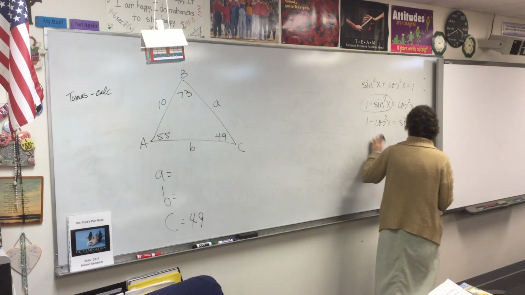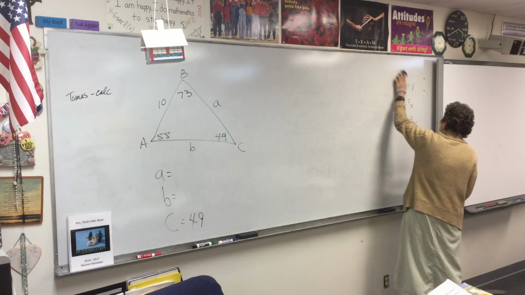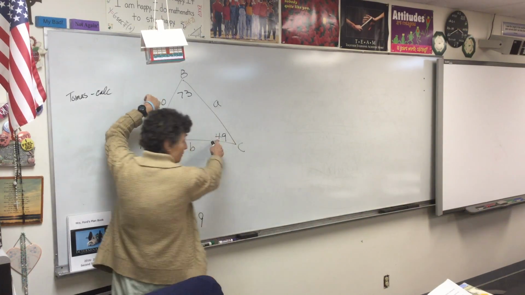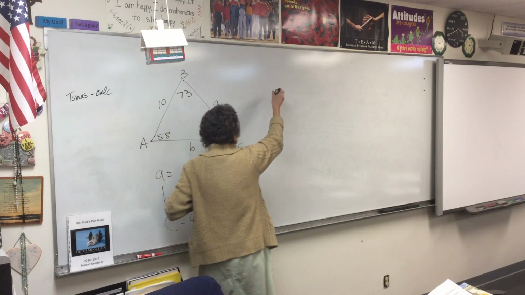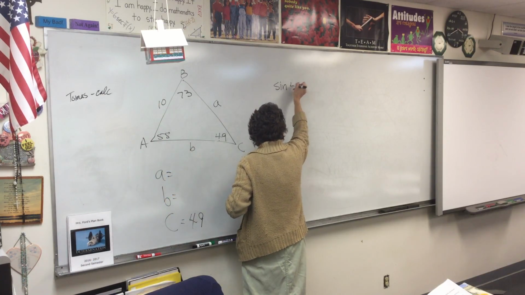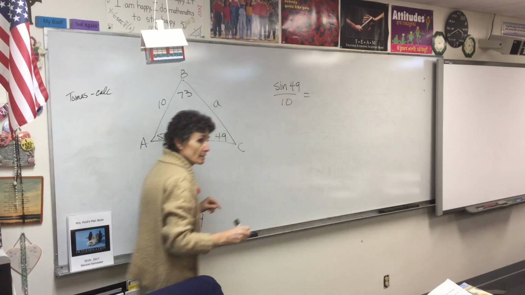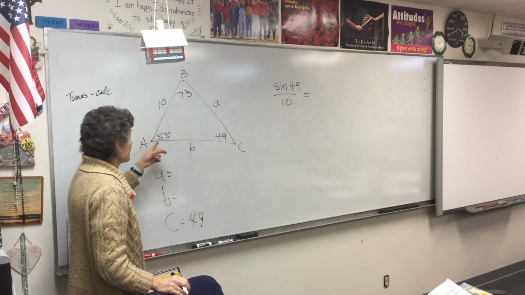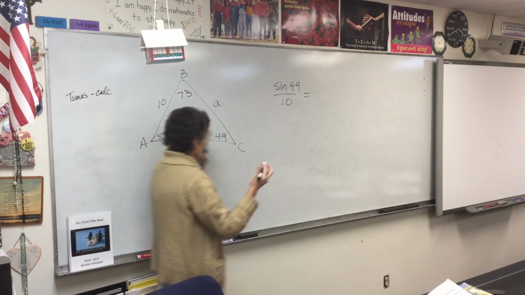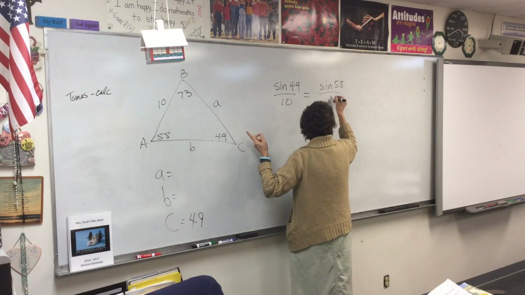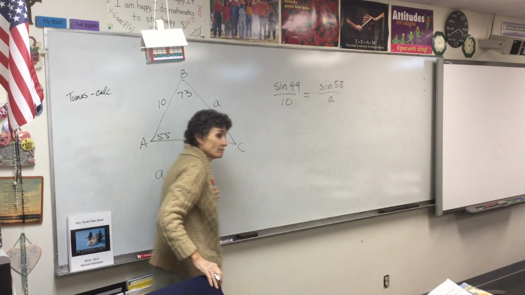What's an idea you have there? Law of sines, because we got a pair right here. So we'll say sine 49 over 10 equals sine 58 over A. Or we could have done the other one, right? The order we do these doesn't matter. We're going to have to do them both.